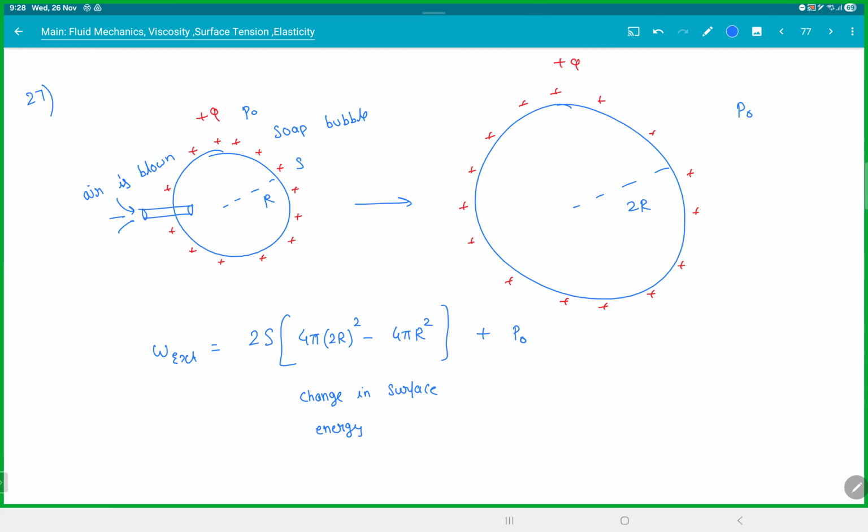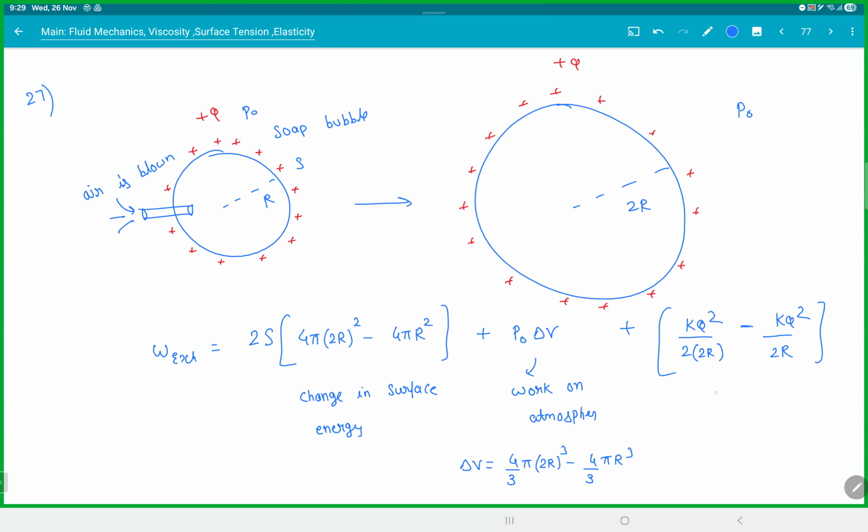Plus, you also pushed the atmosphere. So P naught into delta V. This is work done on the atmosphere. You're pushing the atmosphere outside. Basically, you're compressing the atmosphere, where delta V is the change in volume, which is 4 by 3 pi (2r) cube minus 4 by 3 pi r cube. So that is there. Plus the self energy. If you remember the self energy formula, kq square by 2 times 2r minus kq square by 2r. Remember hollow shell self energy? This is the change in self energy.